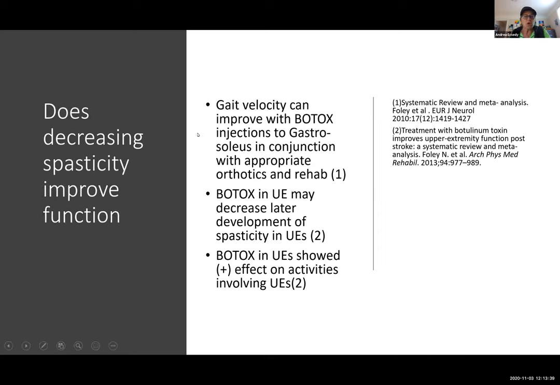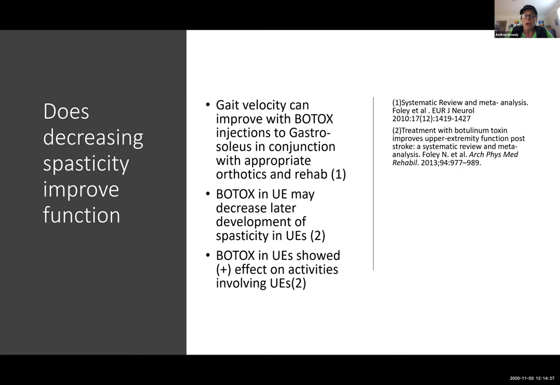Okay. So does decreasing spasticity improve function? Therein lies the question. So if we decrease their spasticity by some of these medical interventions, is that improving their function? Well, there's some more recent research, 2010, 2013, you see here. The gait velocity can improve with Botox injections to the gastroc soleus if it's used in conjunction with appropriate orthotics and rehab. And we will be looking at a specific video on this. There's evidence to support that Botox in the upper extremity may decrease later development of increased spasticity in the upper extremity. So there's evidence to support that that could end up helping them with function.